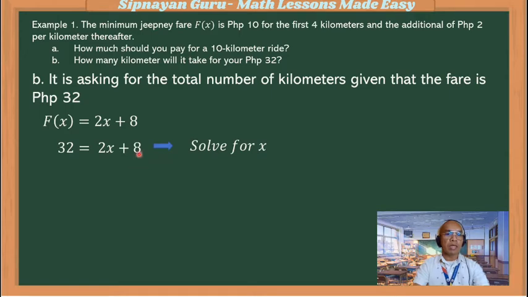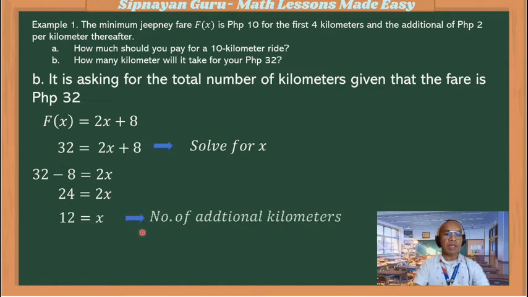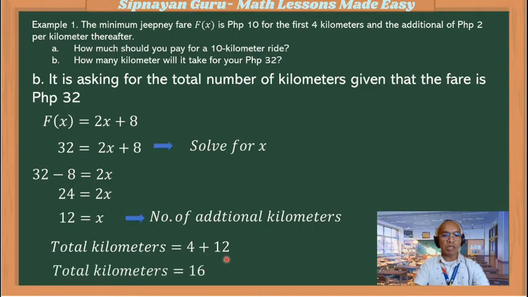Solve for x. So by virtue of addition property of equality, transpose 8 to the left side. So this would be 32 minus 8 and that is equal to 2x. Then 32 minus 8 is 24 is equal to 2x. Divide both sides by 2 to solve for x. So our x is 12. So 12 is the number of additional kilometers. So the total kilometers is therefore 4, this is for the minimum that costs 8 pesos, plus the additional 12 kilometers. So the total kilometers good for 32 pesos is 16 kilometers.